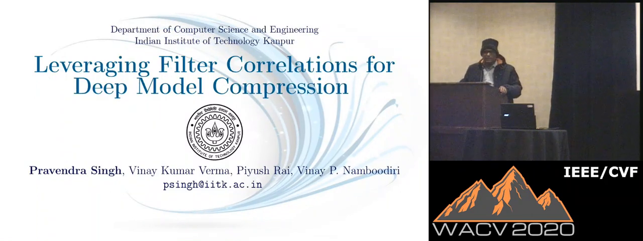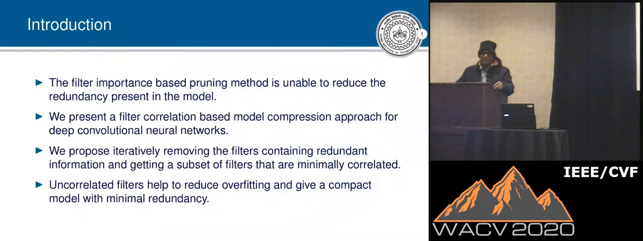Hi, I am Prevendra from IIT Kanpur, and I'm going to present my work on filter pruning to get a compressed model. Most of the work on filter pruning follows a common pipeline. In the first step, they identify important and unimportant filters, and they prune some unimportant filters. After pruning, they fine-tune the model, and then iteratively repeat this procedure. But all these methods suffer from one problem: redundancy also exists in the compressed model. So in this work, we are doing redundancy-based filter pruning, and for redundancy, we are using correlation to measure it.